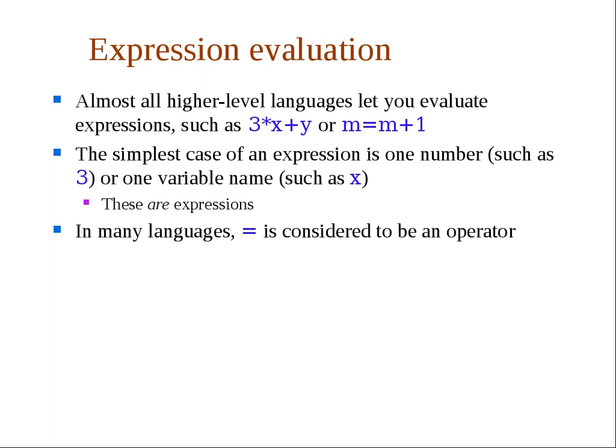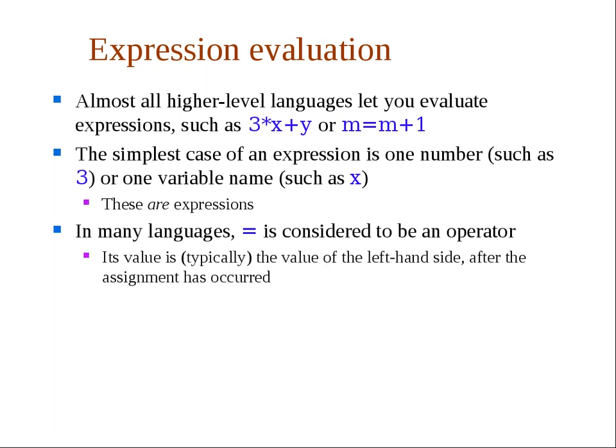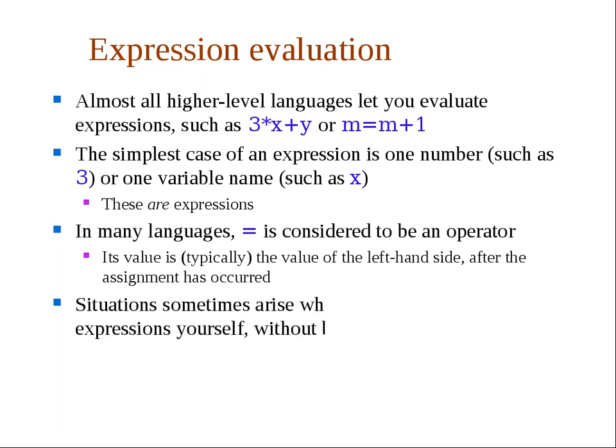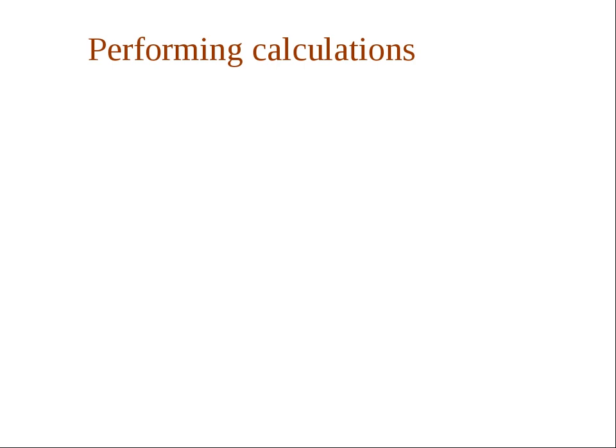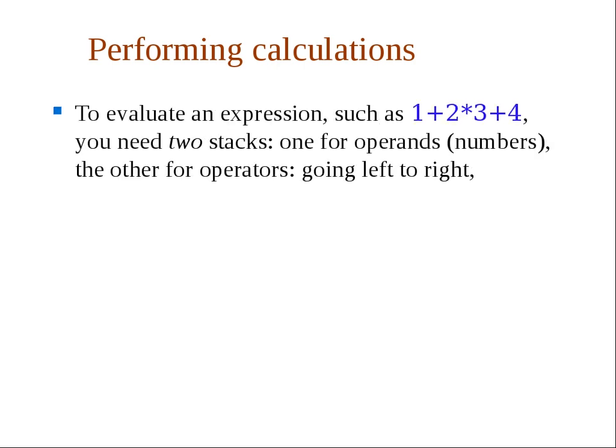These are expressions. We also have an equal, which is considered an operator. So it's the left-hand side after the assignment has occurred. Good, we still have time. Sometimes you have to evaluate the expression yourself, without the benefit of a compiler. That'd be difficult. So how can we evaluate an expression such as 1 plus 2 times 3 plus 4 using 2 stacks? It tells you right there. You're going to have one stack keep track of the numbers, and another one keep track of the operators.